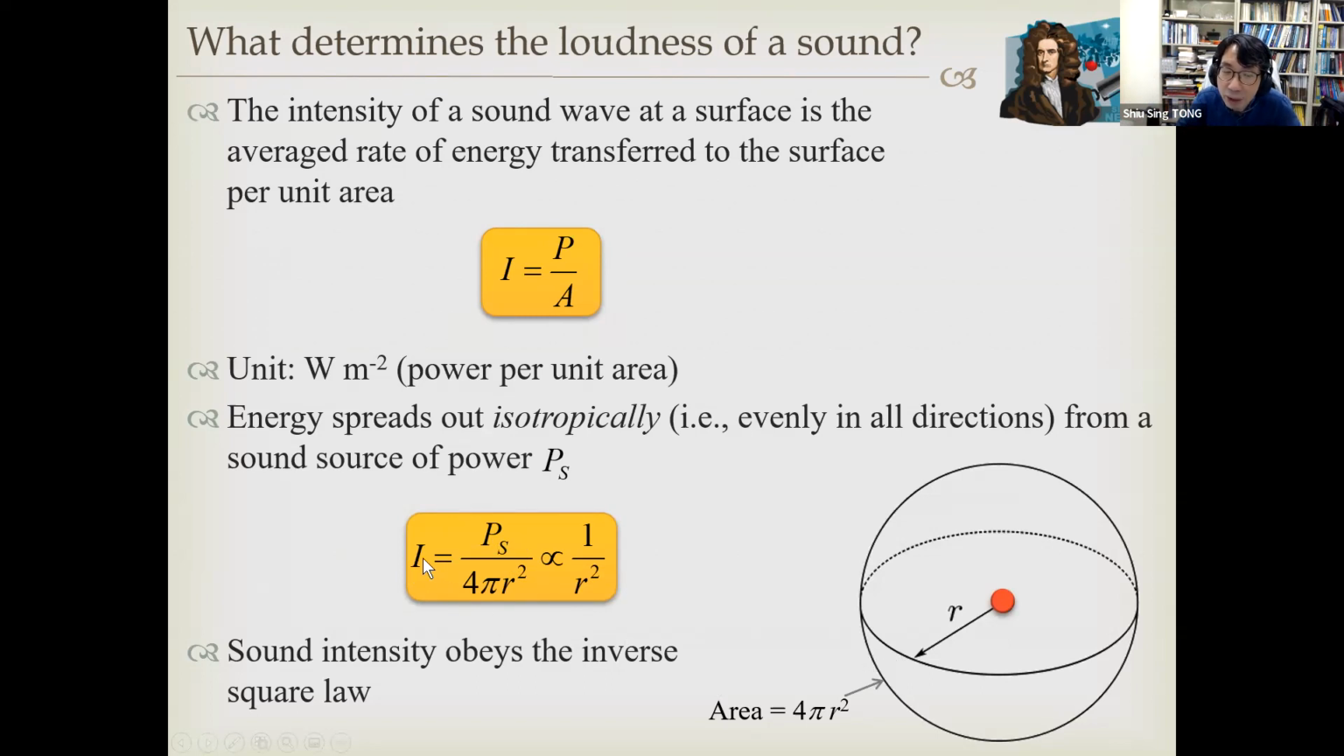Now immediately you can see that the intensity is inversely proportional to R squared. So without any reflection from the surroundings, if the sound is spreading out isotropically, then the sound intensity, or the loudness of the sound, is inversely proportional to the square of the distance. That is what we call the inverse square law, okay?